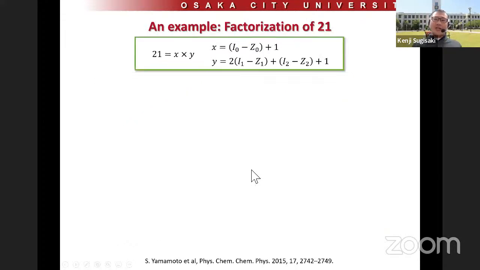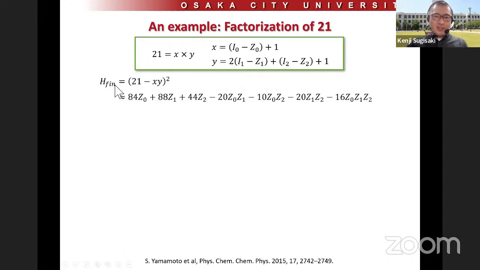So here I will give you an example of factorization of 21. Let's think about the prime factorization of 21. Of course, we can easily calculate this: it is just 3 times 7. But let's think about it: 21 equals x times y. In this case, we can map the x value and y value by using 3 qubits. The x value can be mapped by using 1 qubit, and y is using 2 qubits.